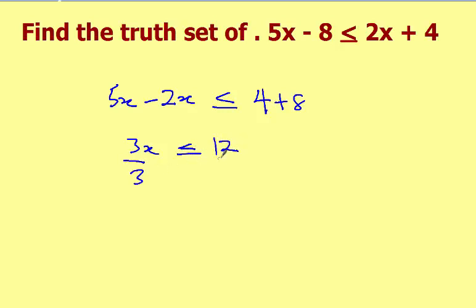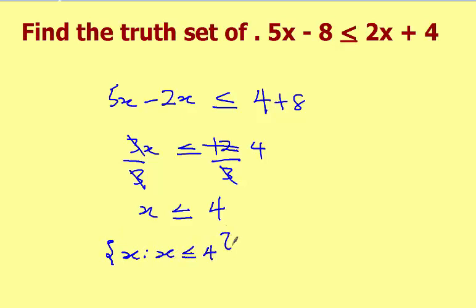Let's divide both sides of the equation by 3. 3 will do away with this. We have our x less or equal, 3 will cancel 12 to give us 4, right? Good. So that is 4. And then being a solution set, it is going to be in brackets: s is such that s is less or equal 4.